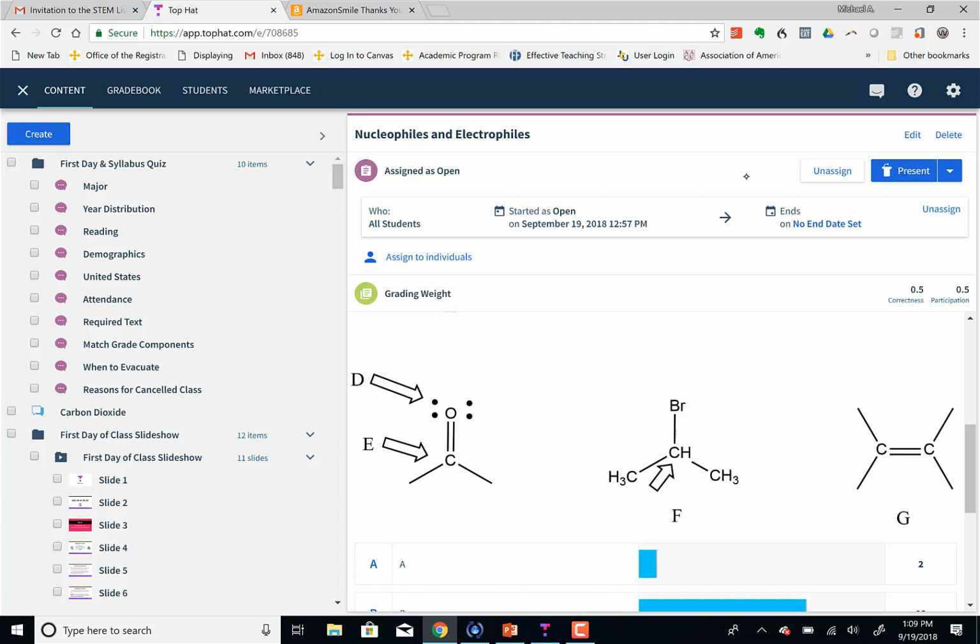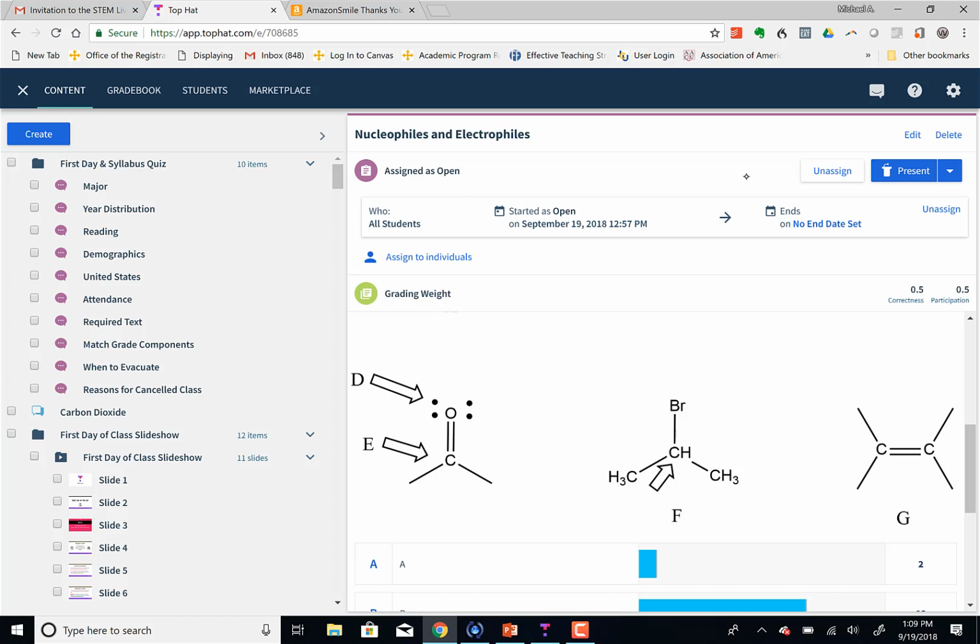How about F? The carbon is the electrophile, right? Yes. The oxygen would be nucleophilic, and the carbon of the carbonyl will be electrophilic. In F, the carbon that's attached to the bromine. Electrophilic, because the carbon is attached to the bromine. The bromine's going to pull electron density. It's going to become delta minus. The carbon then will be delta plus. Electron poor, it'll be electrophilic.